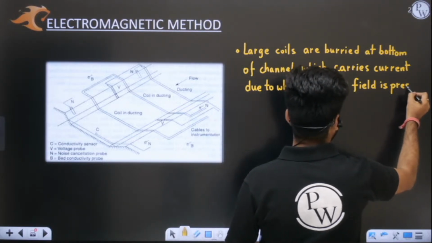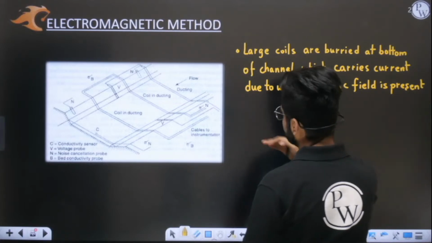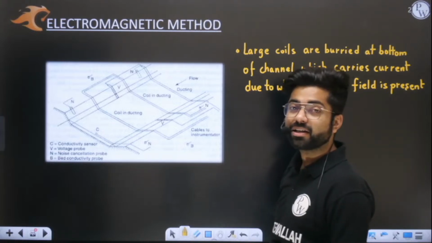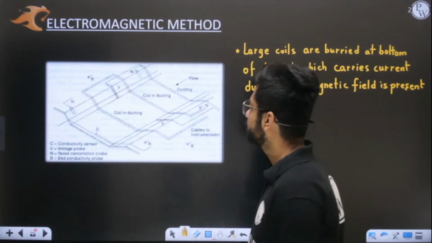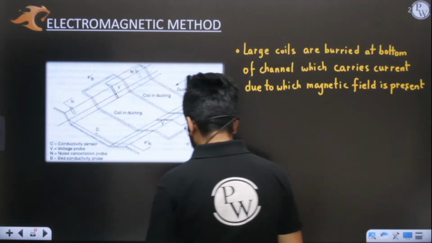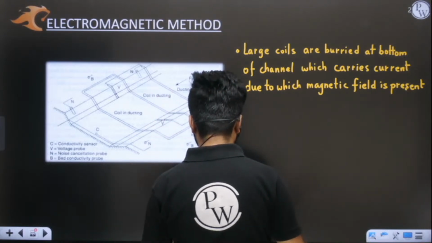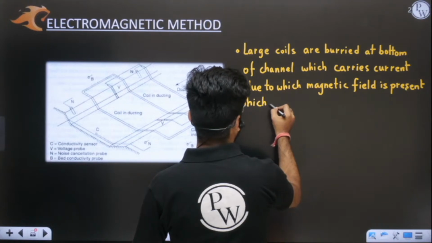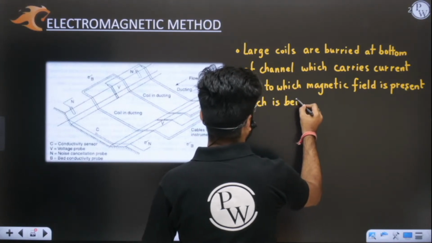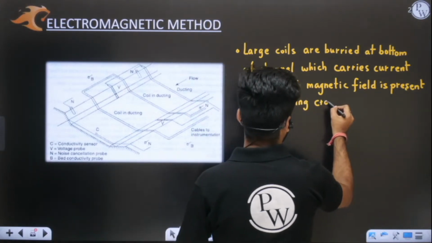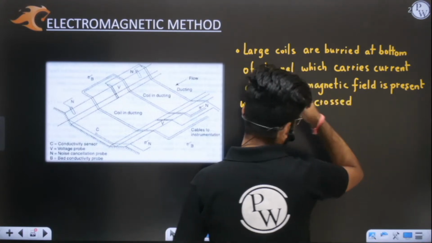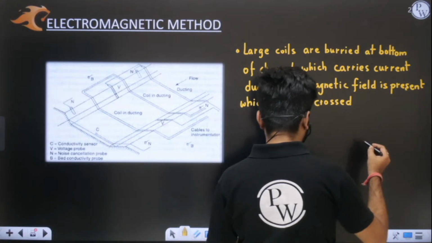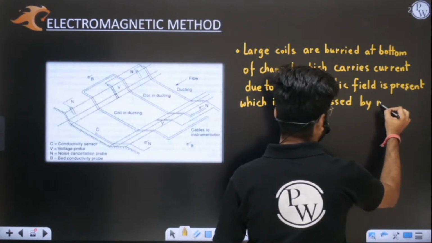And this flow of water, listen very carefully, this flow of water which is coming, we have in this area a magnetic field, and this magnetic field will be cut by this flow, yes or no? So the magnetic field is present and is being crossed by the flow of water, by moving water, okay.